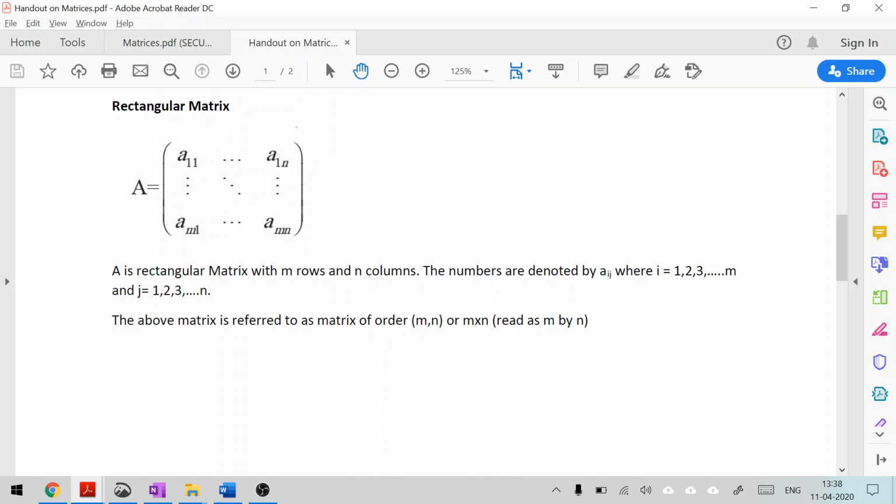Can you tell me what will be the element in the third row and second column? Third row and second column will be a32. So 3, 2. That is how we will express it.